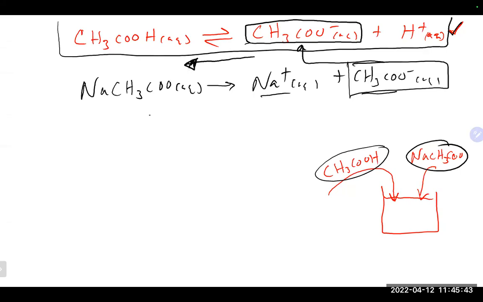Any questions on that there? Obviously, the sodium is still floating around, really not doing much. It's just kind of hanging out. By doing this, this affects something like pH. How would that affect the pH in this case? Would it lower the pH? Would it be higher? What do you think?